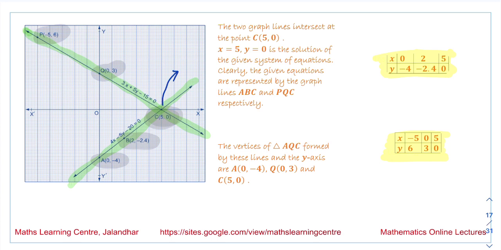It means both these equations are consistent. They have a unique solution and the solution is x is equal to 5 and y is equal to 0. This is the unique solution over here.